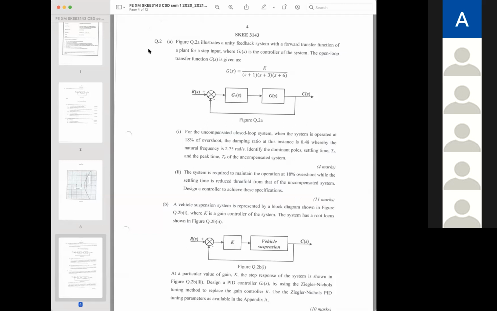So for the dominant poles, the formula is minus zeta omega n, plus minus j omega d, correct? So this is the real part.